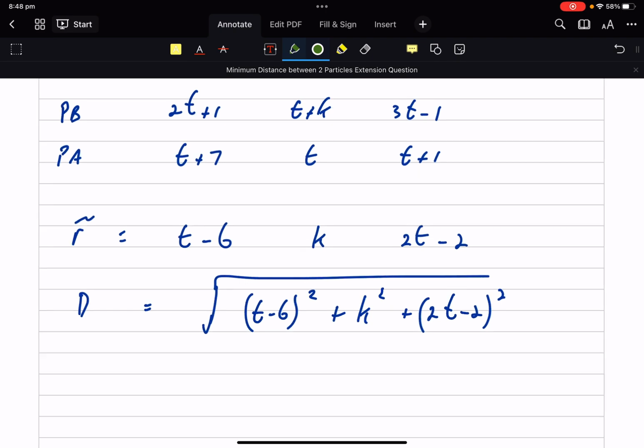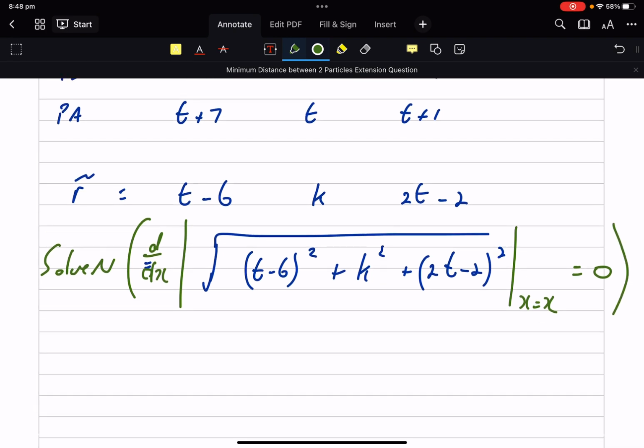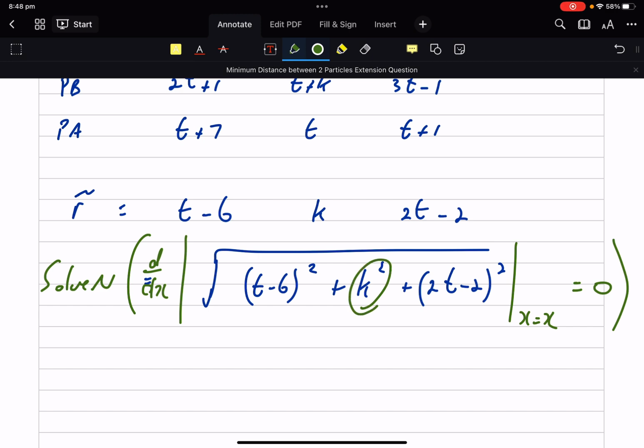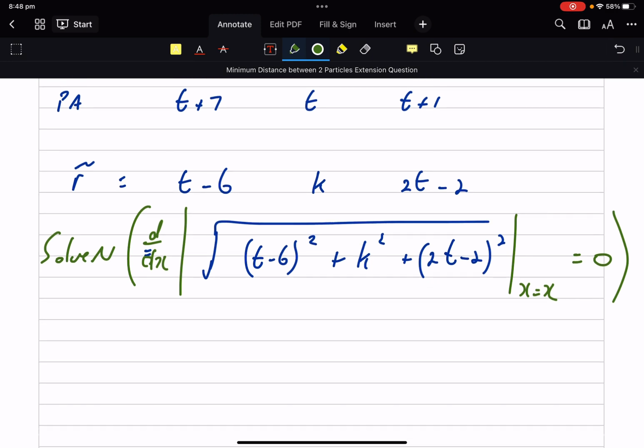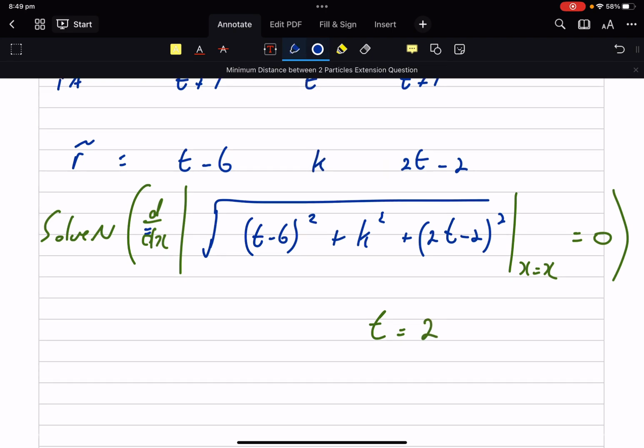So let's just go d/dt of that. I know there is a minimum, and minimums happen when the slope is 0, and because it's CAS active, I'm going to go nSolve. Interestingly enough, the minimum distance is independent of k, so no matter what k is, you're going to get an answer. The minimum distance happens when t equals 2. So that's independent of k.